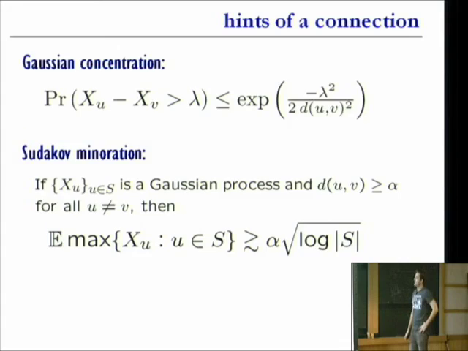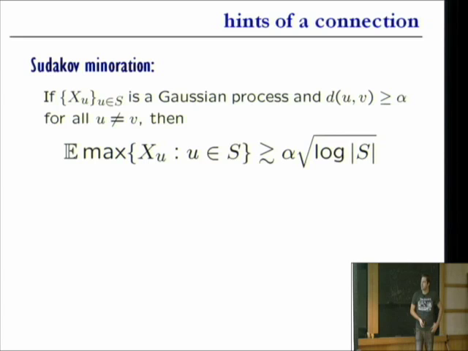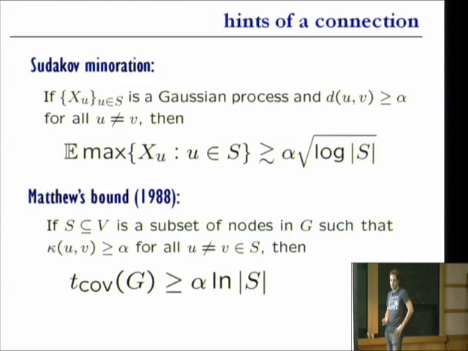Okay. So let me give you an analog of each of these. The first one is the Sudakov minoration. We said if we have a bunch of points which are pairwise far apart in this Gaussian metric, then the expected maximum is large. Maybe the most classically used bound to analyze cover times is Matthews' bound, which says the following. If I take a subset S of nodes in a graph G such that the commute times between u and v are all at least alpha for every pair u, v in this subset, so to go from u to v requires time alpha, then the cover time is at least alpha log s.